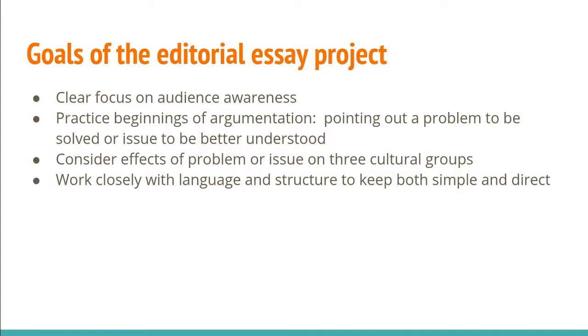After that, we want to begin practicing argumentation, particularly the early stages of it, in which our ability to point out a problem to be solved or issue to be better understood is very, very important. Following that, we need to make sure that we consider the effects of the problem or issue on 3 cultural groups, and this is another important part of persuasion. We lack the ability to be persuasive until we can explain to our audience exactly why it is that they need to care about the problem or issue we're discussing.